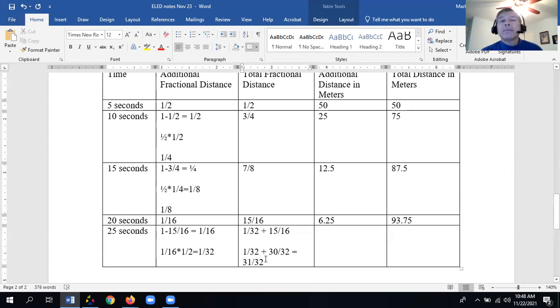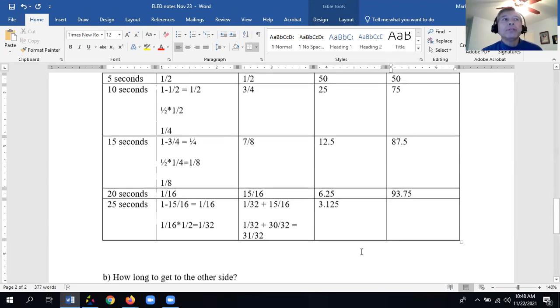So you're going to end up with fractions that look like this. You know, the next one might be 63/64. And then this added distance is only 1/32 of 100 meters. Or in other words, it's half of this distance right here. Half of that 6.25 is 3.125. You can do that on a calculator. Then add that on to this 93.75, and that will get you what your total distance is at this point.